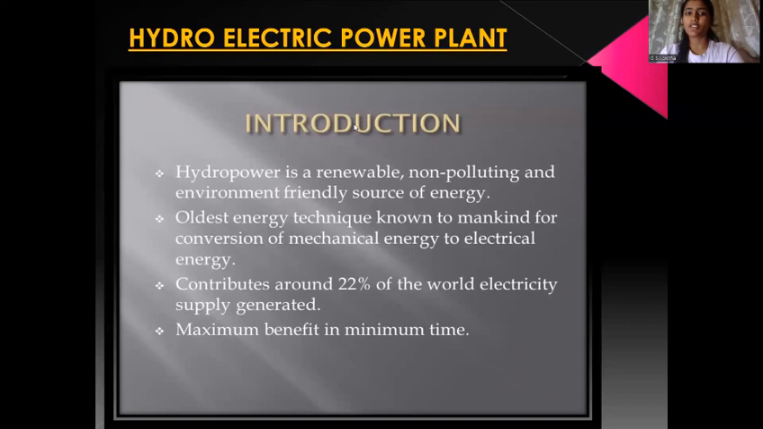First of all, the introduction to hydroelectric power plants. Hydropower is renewable. Renewable means we get it from energy resources which are freely available, non-polluting, and an environment-friendly resource of energy. It is the oldest energy technique known to mankind for conversion of mechanical energy to electrical energy. It contributes about 22% of the world's electric supply generated. Maximum benefit in minimum time.